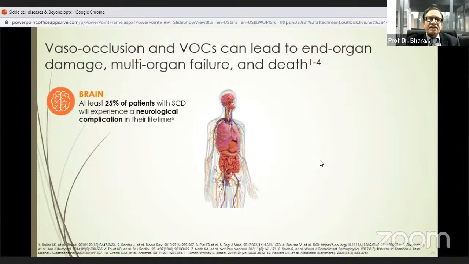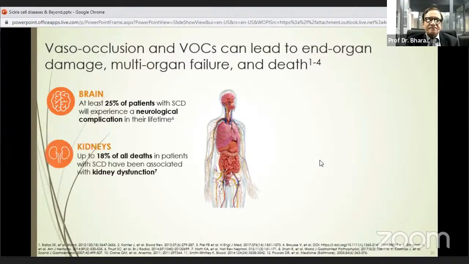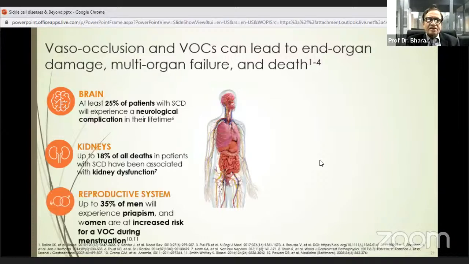Looking at damage to the brain, at least 25% of patients with sickle cell disease experience a neurological complication in their lifetime. Then in the kidney, 18% of all deaths in patients with sickle cell disease have been associated with kidney dysfunction. And in the reproductive system, 35% of men experience priapism and women are at increased risk of VOC during menstruation.